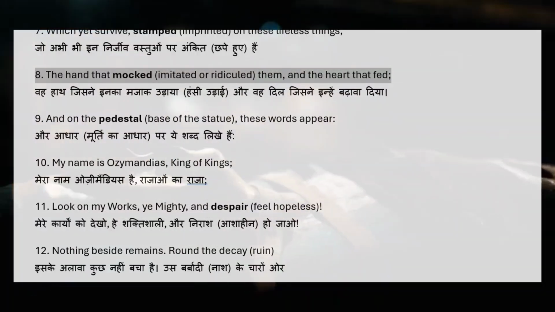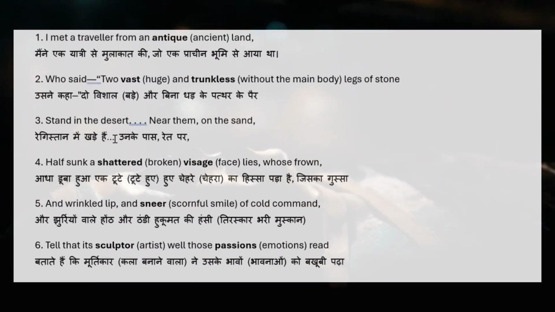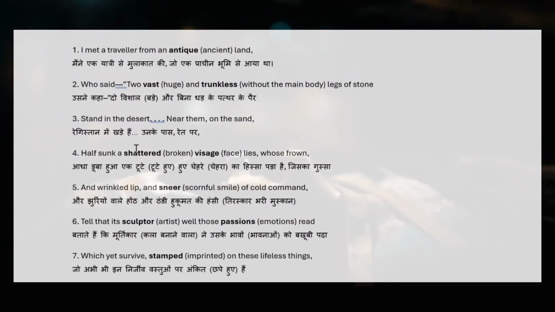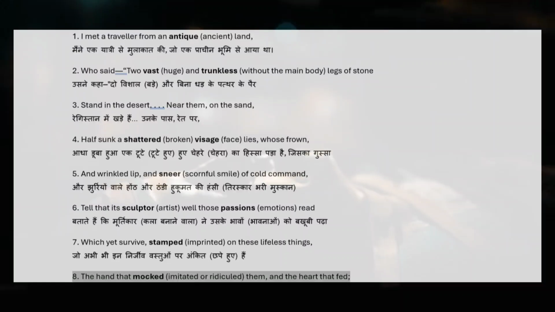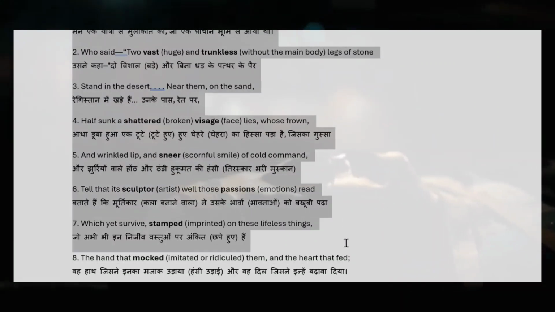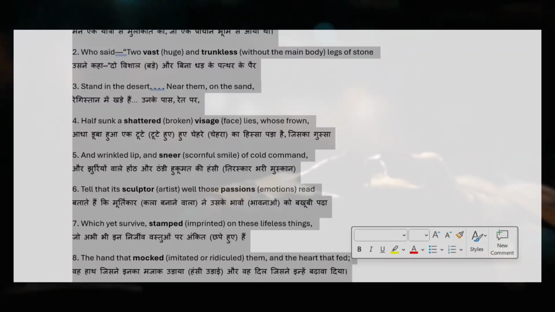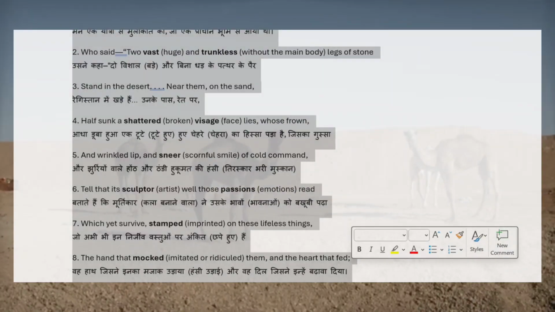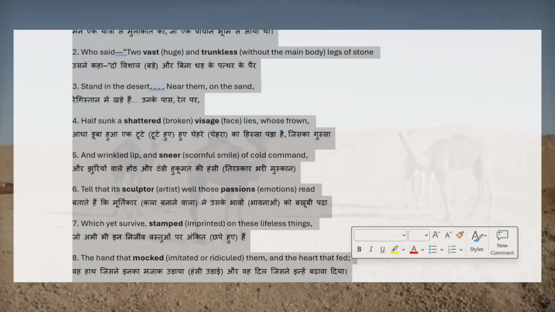Now, let's summarize lines number 1 to 8. These lines set up the scene with a broken statue in a vast desert depicting a powerful ruler whose image remains partially intact. The skill of the sculptor has preserved the ruler's arrogance and authority even after his physical kingdom has crumbled.